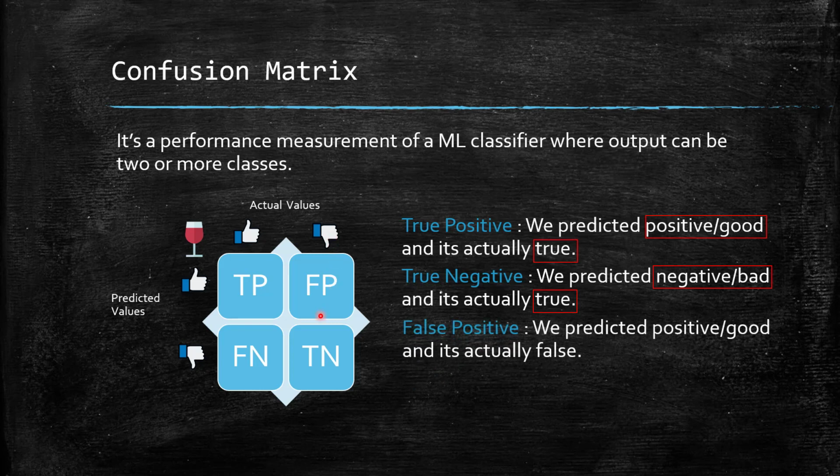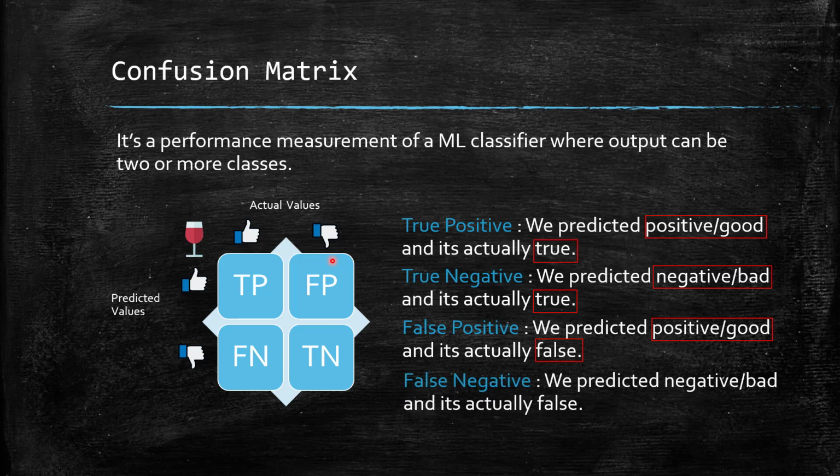Now what is false positive? False positive means we predicted that the wine is good, but in reality the wine is actually bad. So this is called false positive. And what do you mean by false negative? False negative means we predicted that something is bad or negative, but in reality it is actually good. So this is the false negative case.